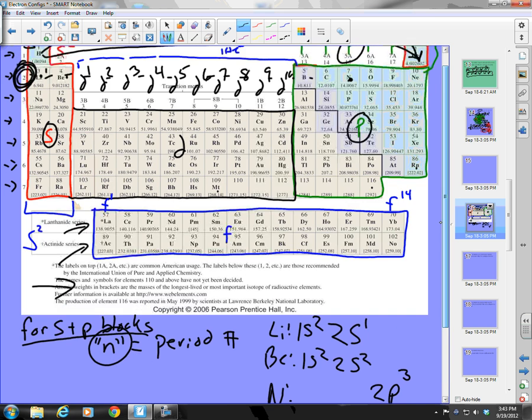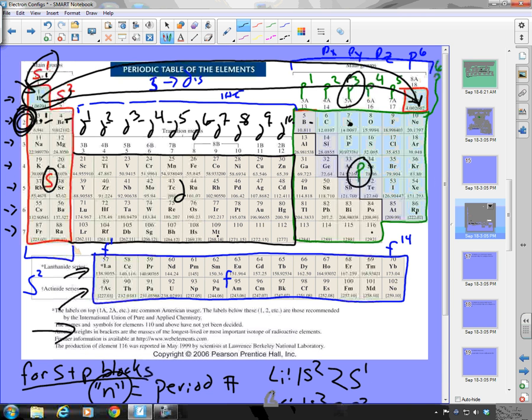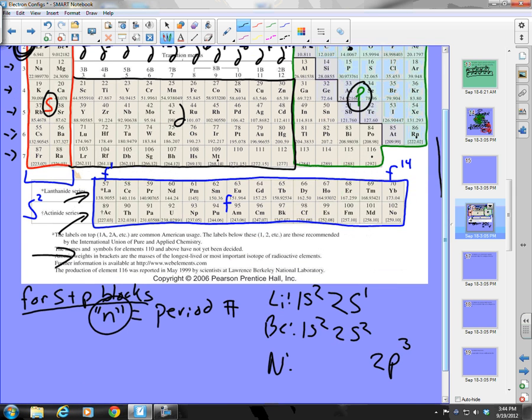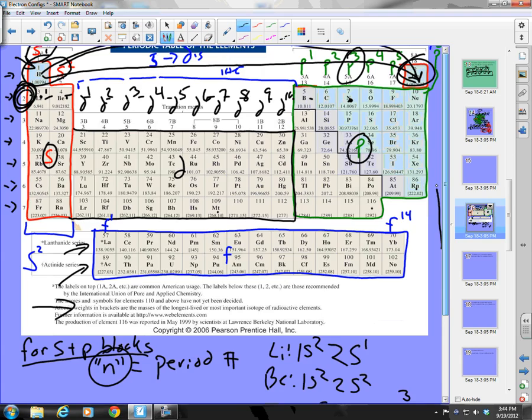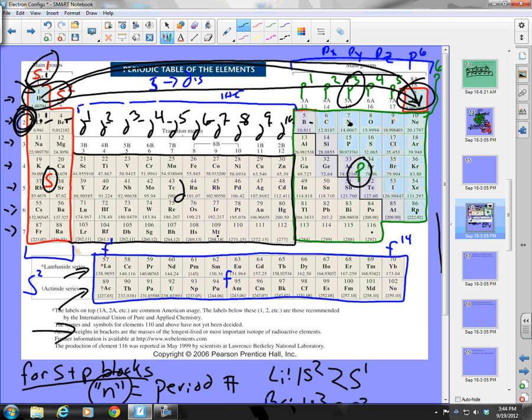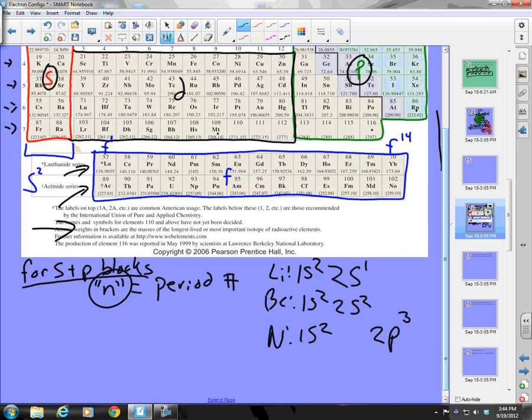Now where does it start? It starts with 1s2, so we have to write down 1s2. And then where did it go? After the helium, it has to go through my lithium and beryllium, and that is 2s2. So 1s2, 2s2, 2p3. There we go. Great. Piece of cake. All right, now, what's next?